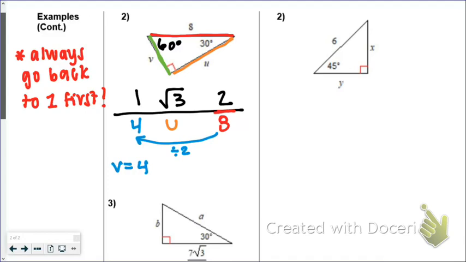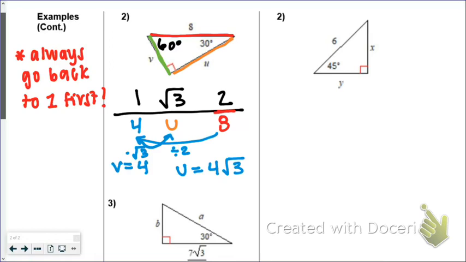All right, so now that we're back at 1, we can take 1 and move forward to get U. And remember, whenever we're moving forward, we're just going to multiply by what we're ending with. So we're going to multiply by the square root of 3. So U is going to equal 4 root 3. All right, we got 2 more examples to go.